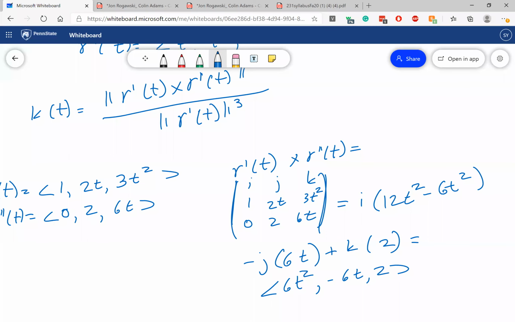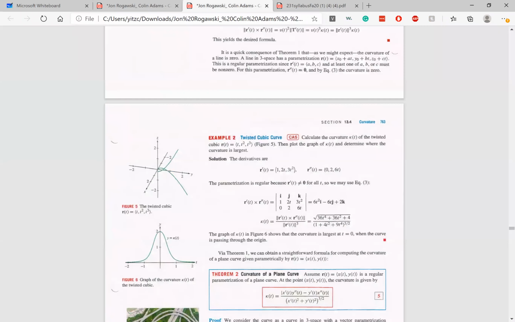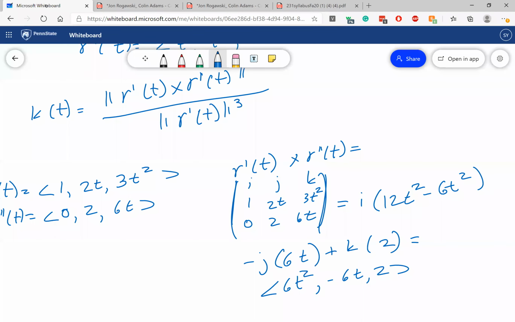Okay, do they want the curvature at a given point? One second. No, okay, fine.